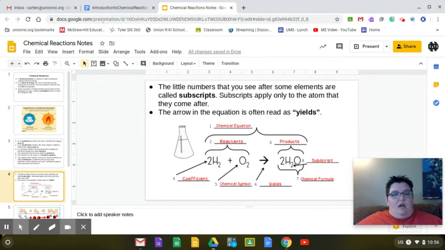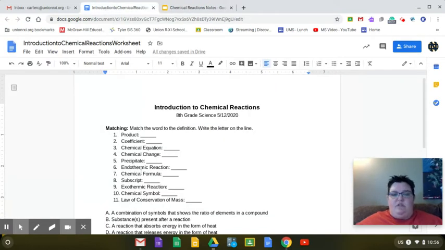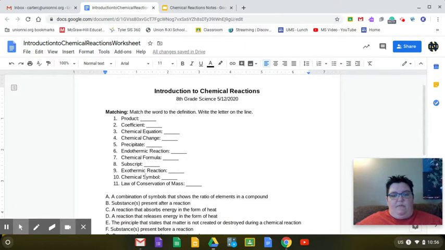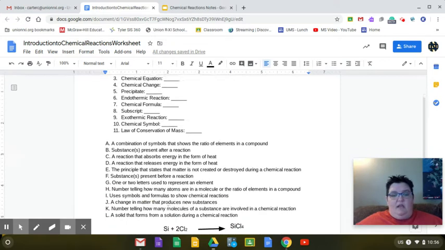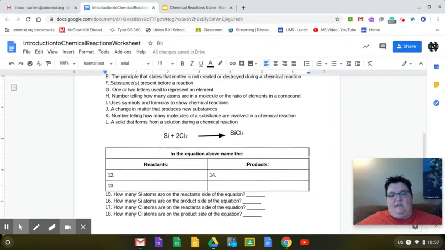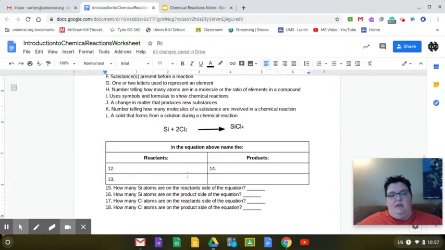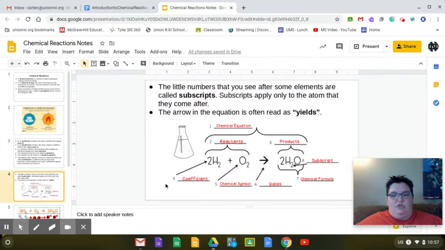Okay, so for your assignment for today, the first 11 is just simply looking at vocab. Okay, and so look at your notes, look at things like that, and you will find these answers in there. Okay, then the last part here, this part, is where you will use your notes, this here.